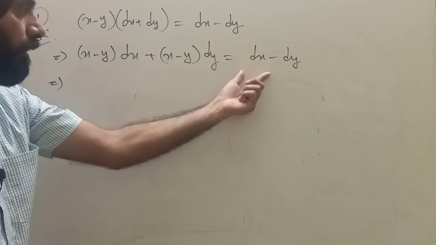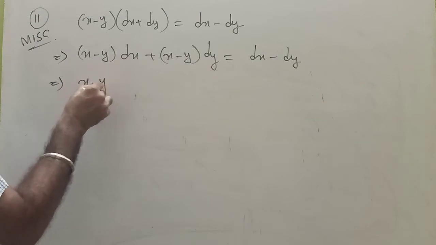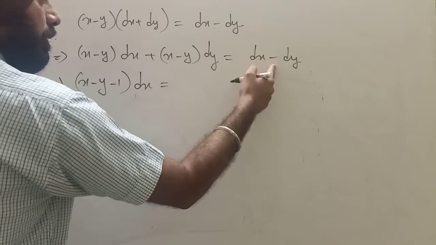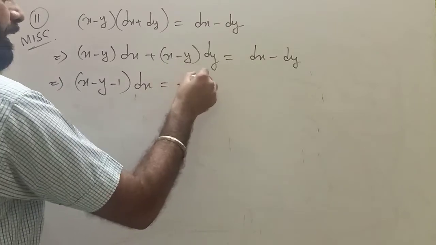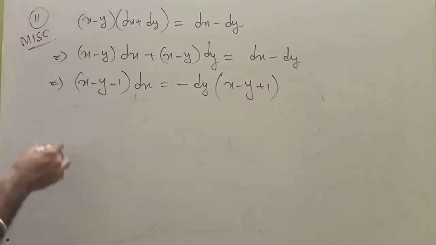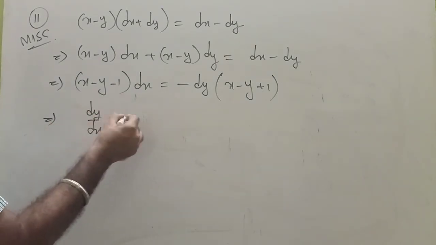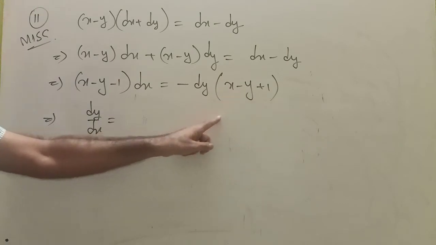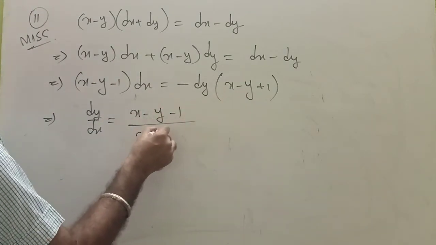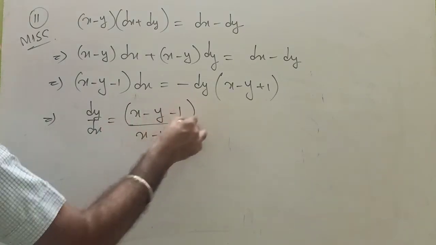Now shift dx to the left hand side and take dx common. So there will be x minus y minus 1 into dx, and in the right hand side there is minus of this and minus of this. Take negative dy common, x minus y plus 1. So what is dy by dx? Cross multiplying, x minus y minus 1 divided by x minus y plus 1, and there is negative sign, put negative sign here.